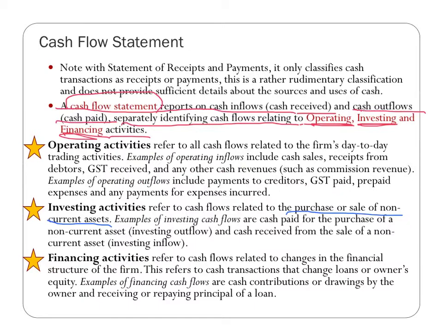Okay, financing activities refer to cash flows related to changes in the financial structure of the firm. What that means is it refers to cash transactions that change loans or owners' equity. Basically, it changes how the business is financed. So you can either borrow money from lending institutions, or the owner can contribute his or her own capital. So this is going to affect the financial structure of the firm.